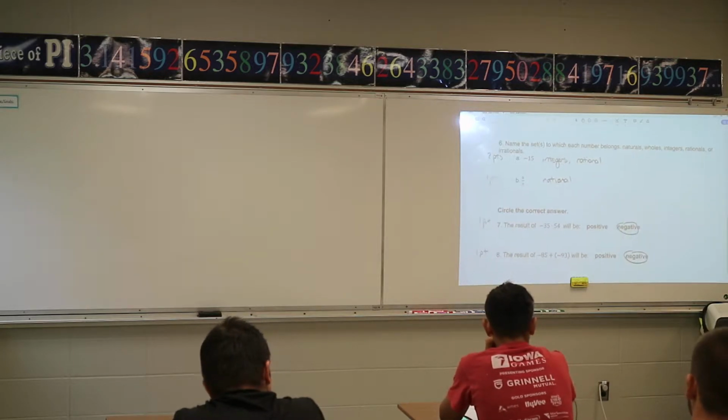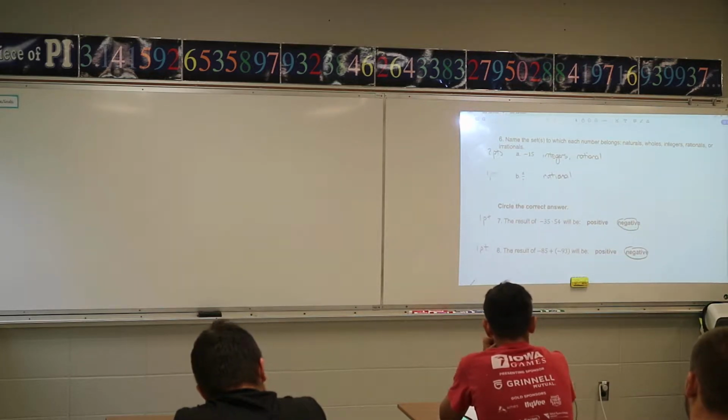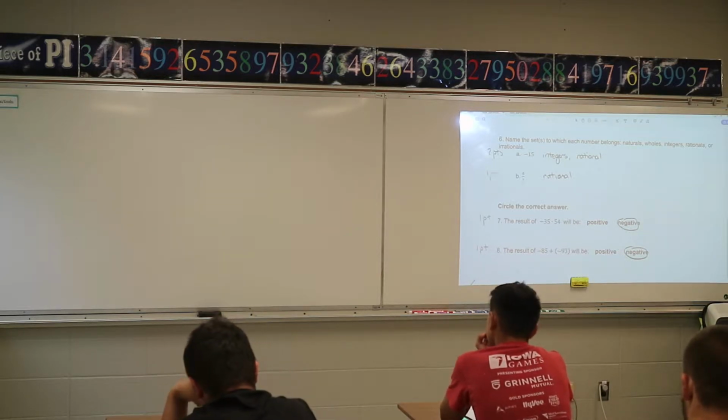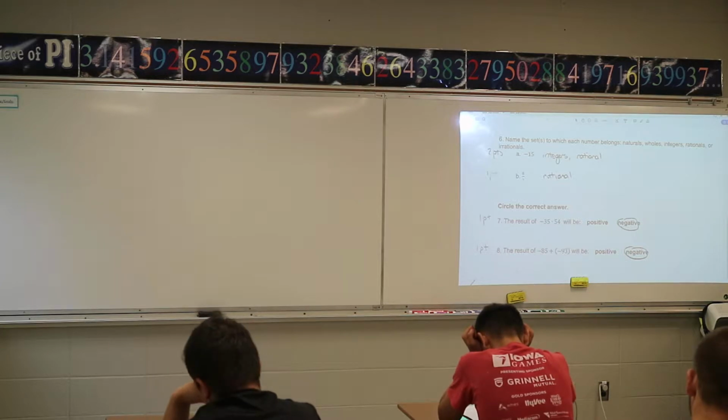All right. Number 6. Negative 15. That is an integer. It's negative. It's a normal number. It's negative. And then it's rational, because I can make it a fraction if I want to. I can put 15 over 1.